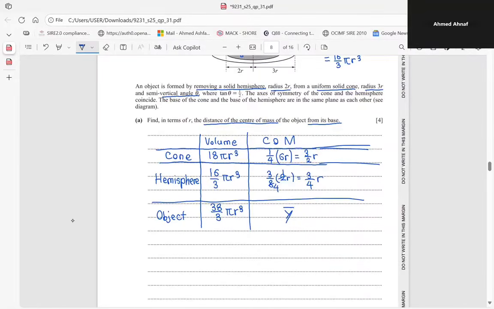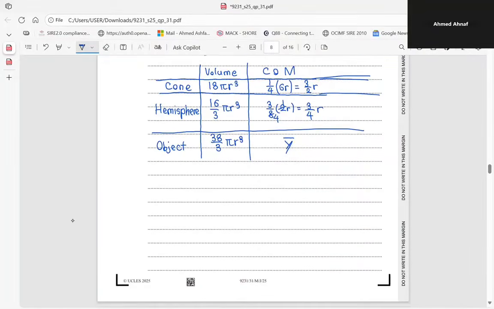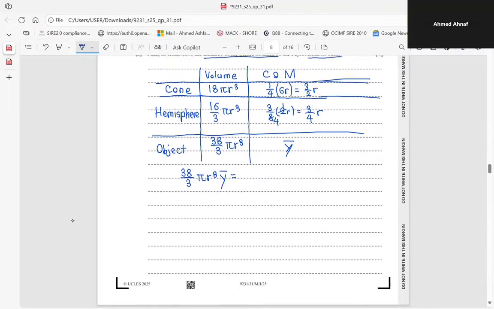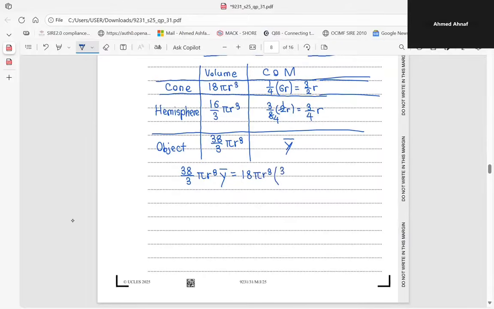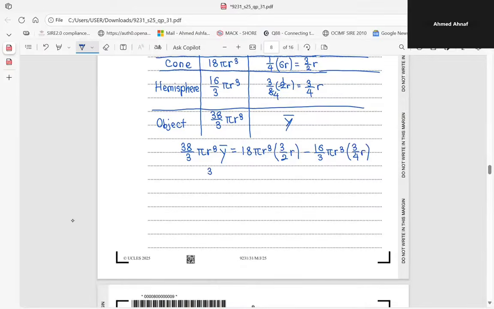Now we're going to make an equation in terms of moments. To do that, multiply the volume by the center of mass for the object, and do the same for the cone and hemisphere and subtract them. So this is 18 pi r cubed times 3 over 2 r, minus 16 over 3 pi r cubed times 3 over 4 r, equals 38 over 3 pi r cubed times y bar. We'll simplify as we go along. 18 times 3 over 2 is 27 pi r to the fourth. And 16 over 3 times 3 over 4 is 4. So 27 minus 4 gives 23 pi r to the fourth. Now cancel pi r cubed, so this is just r.